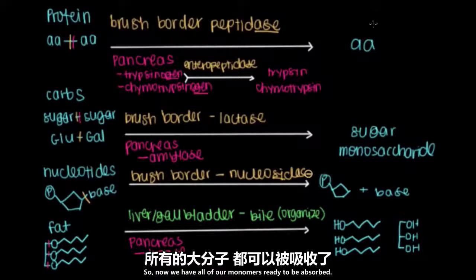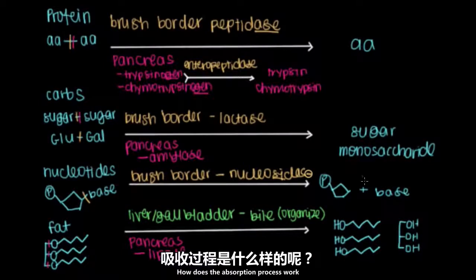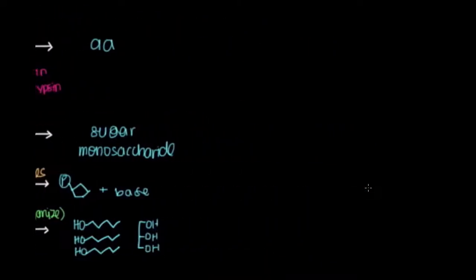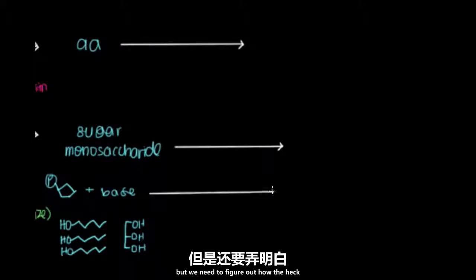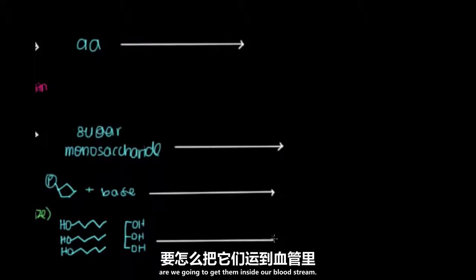Alright, great. So now we have all of our monomers ready to be absorbed. How does the absorption process work? Let's take a look. So now we're so close. We've got all of our monomers, but we need to figure out how the heck we are going to get them inside of our bloodstream.